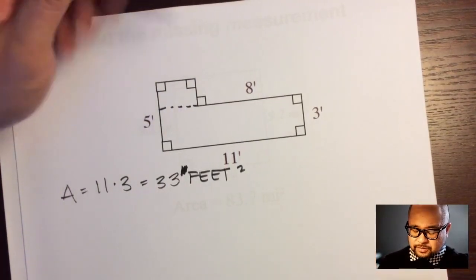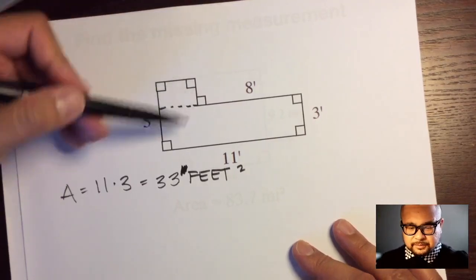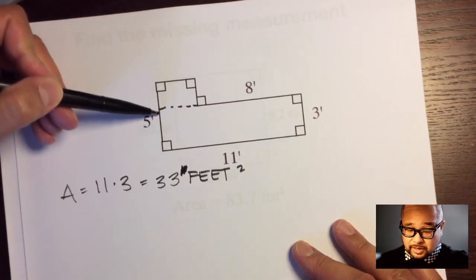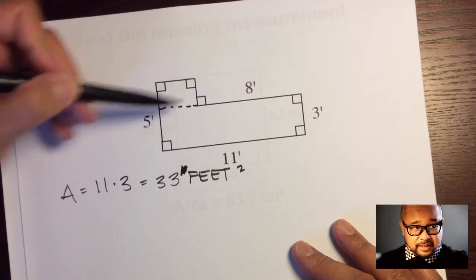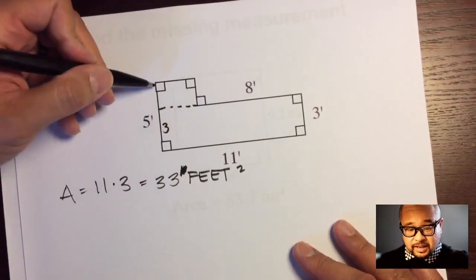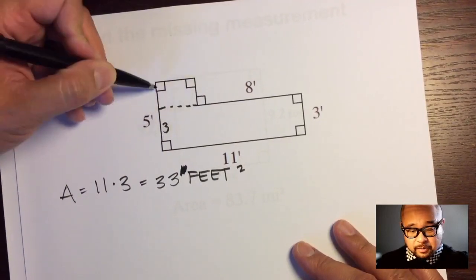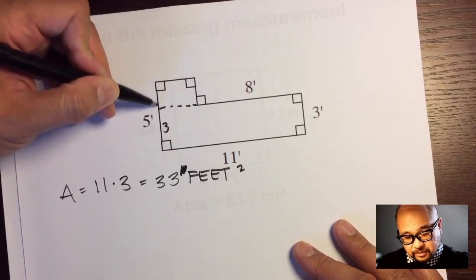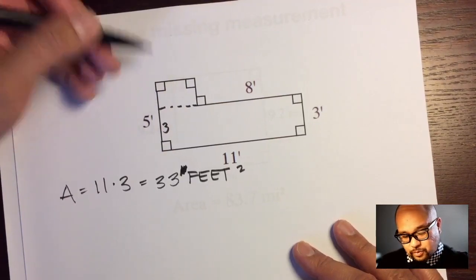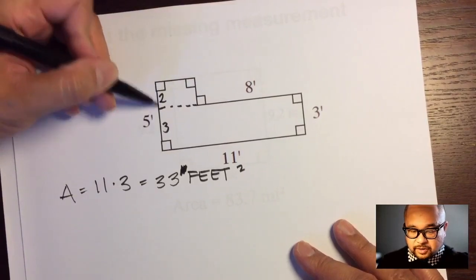Okay, so this is going to take some logic. Let's think about this. From here to here, since it's a rectangle, is the same length as it is from here to here. So this is 3. And if the 5 represents this entire length right here, but we just want the length from here to here, 3 plus what makes 5? 2. So our length right here is 2.